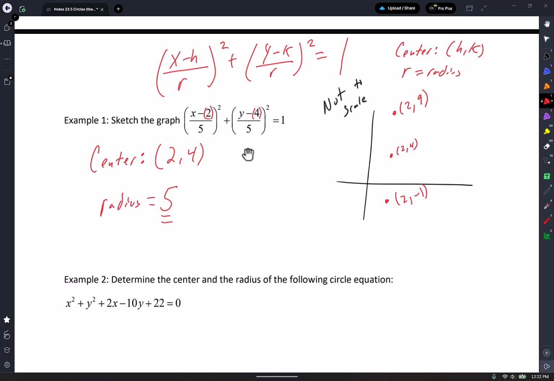I go back to my center, and I'm going to go 5 to the right. Why to the right? If I go from the center 5 in all directions, that's going to create my circle. So what's my new x value? Well, 2 plus 5 is 7, and you keep the y value the same. Now I'm going to go back to my center, and I'm going to go 5 to the left. What's 2 minus 5? Negative 3. There you go.